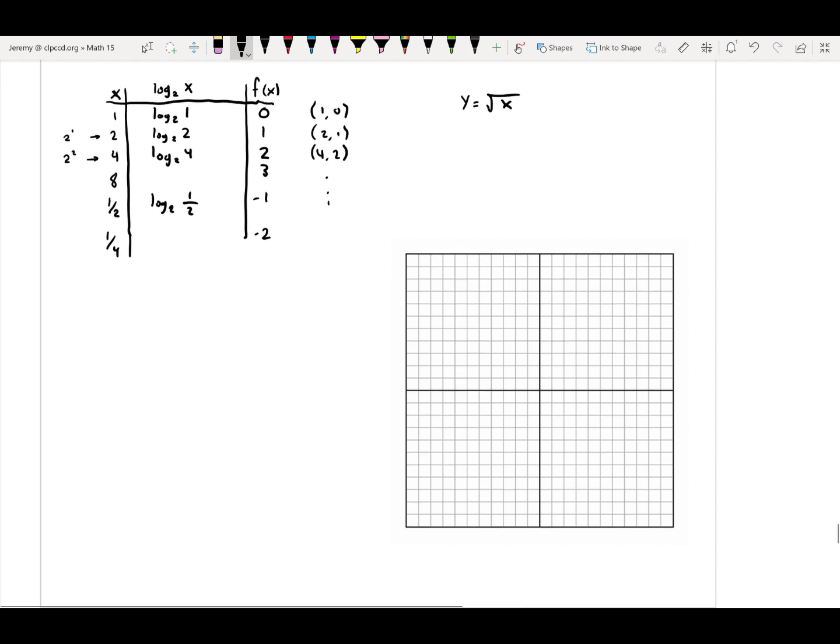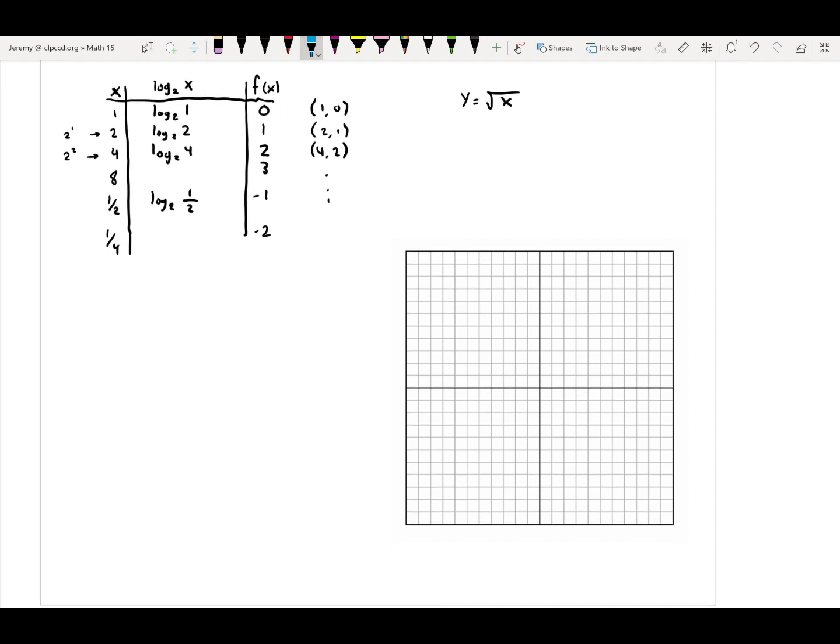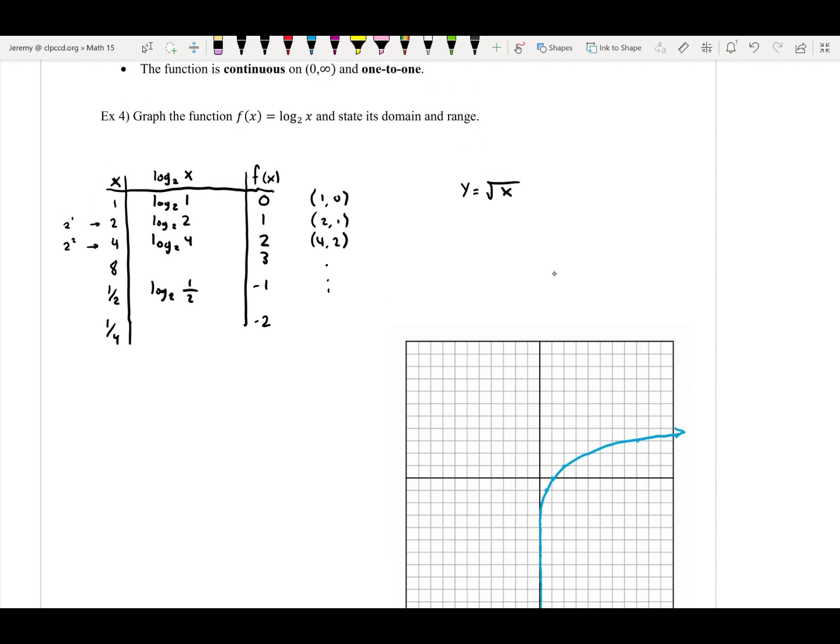So let me plot these points. 1, 0; 2, 1; 4, 2. I'll have the ordered pair 8, 3. If I put in 1/2, I got out negative 1. If I put in 1/4, I got out negative 2. And we can sort of see this graph coming together here. There we have it. That is y equals, or let's see, I called it f of x. That's the graph of f right there.